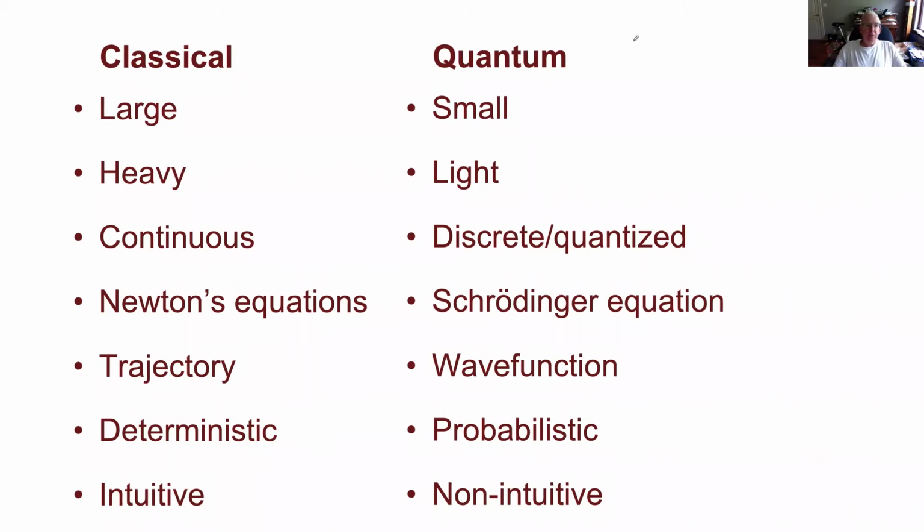In classical mechanics, we deal with things like Newton's equations of motion, right? In quantum mechanics, we deal with what is known as the Schrödinger equation, and we will come to that in a short while when we move into chapter 3 of the textbook.